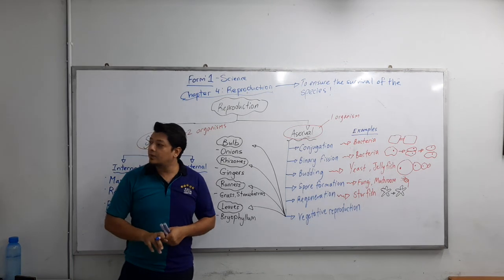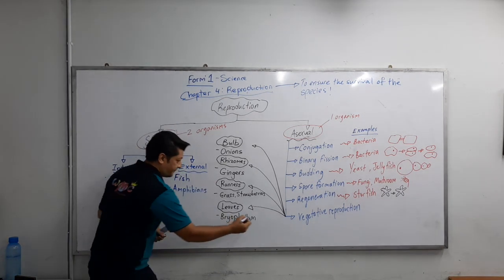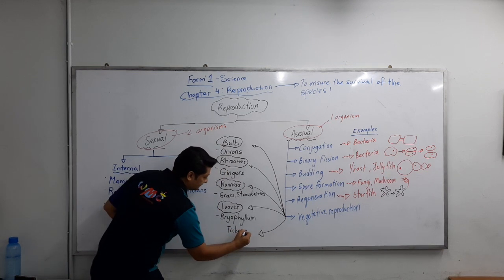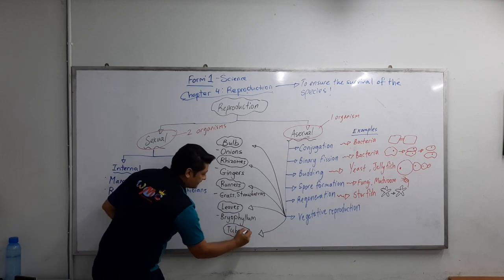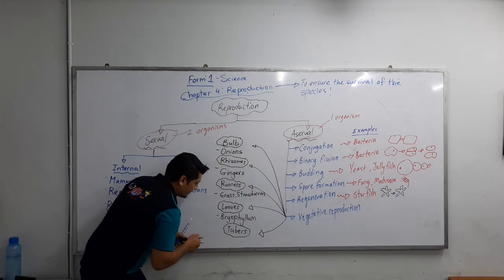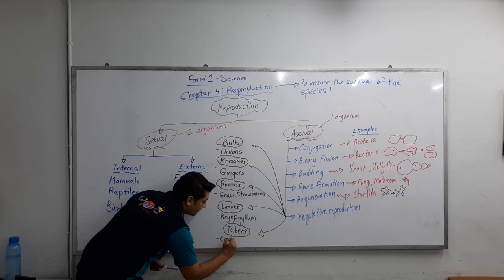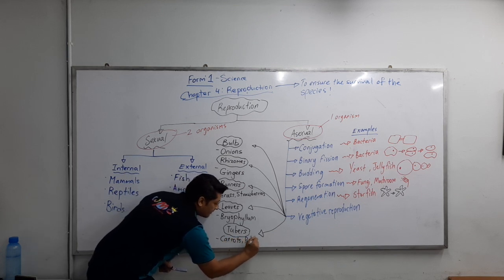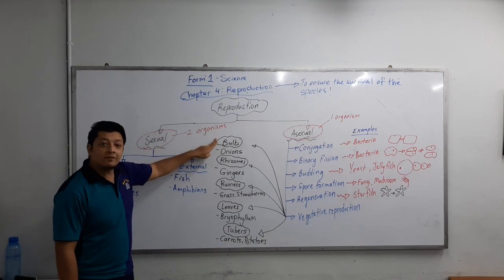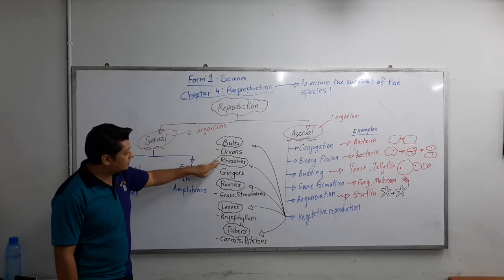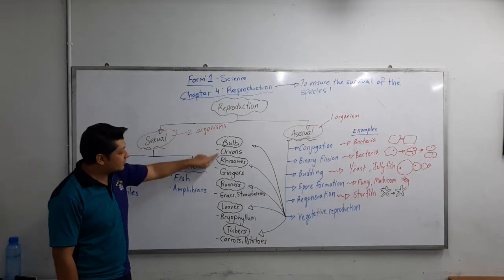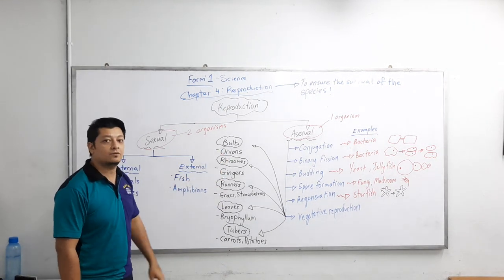And the last one will be tubers. For tubers, the example will be those like carrots and potatoes. So there are 5 types of vegetative reproduction. We have bulb, rhizomes, runners, leaves, and tubers. These are the examples. You have to memorize the examples because that is how they test you on it.